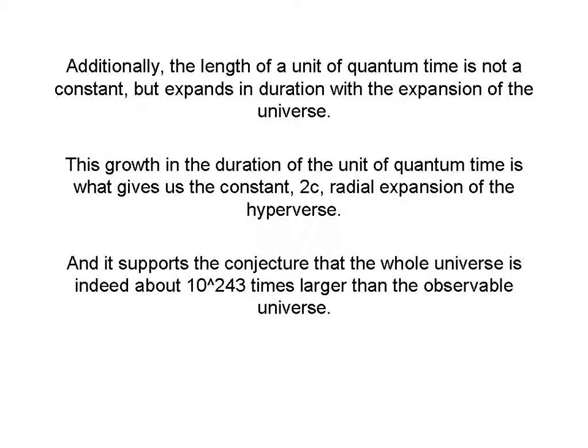Additionally, the length of a unit of quantum time is not constant, but expands in duration with the expansion of the universe. This growth in the duration of the unit of quantum time is what gives us the constant 2c radial expansion rate of the hyperverse. And it supports the conjecture that the whole universe is indeed about 10 to the 243 times larger than the observable universe.